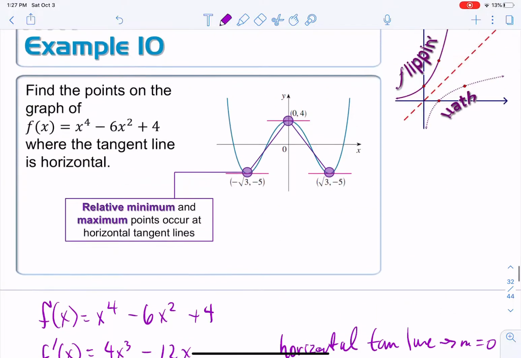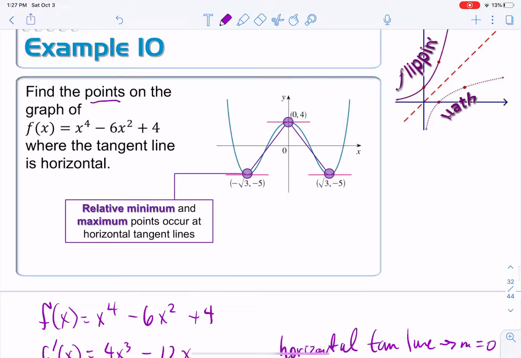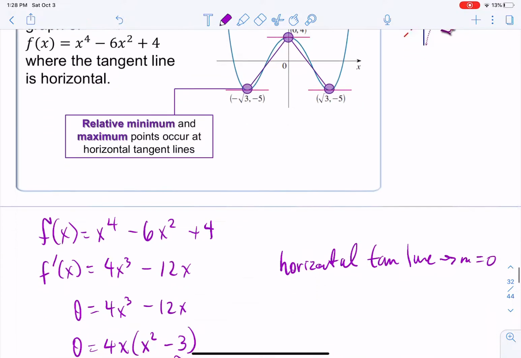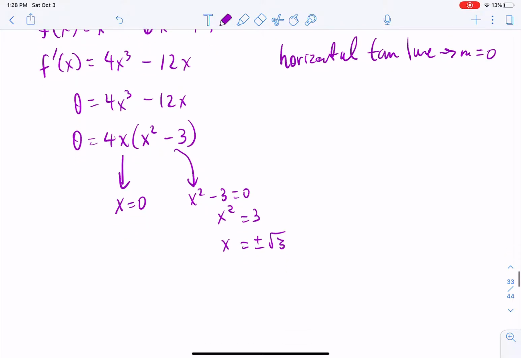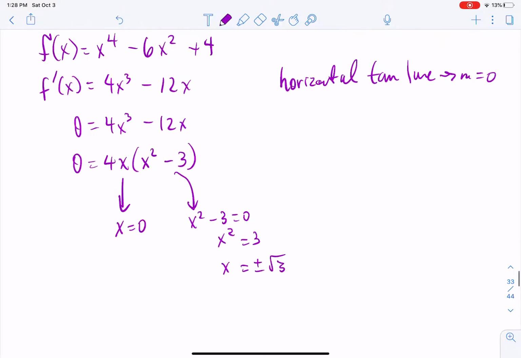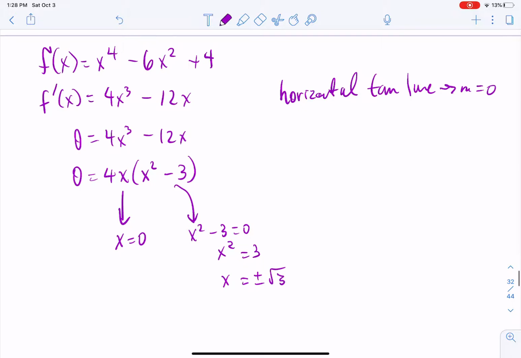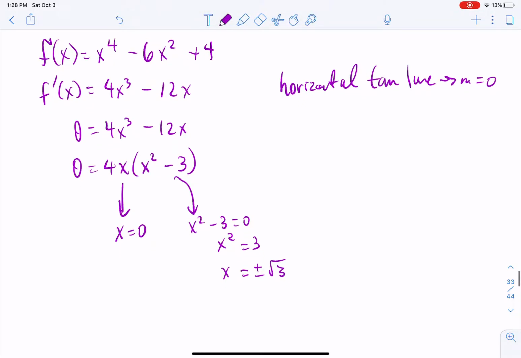Now, let me go back to the original one. It says points. Find the points. This means x comma y, not just the x values. Sometimes it just says the x values. This one says points, so pay attention. So how do I get the x or the y values for each one of these? Okay, well, 0 is going to be real easy.